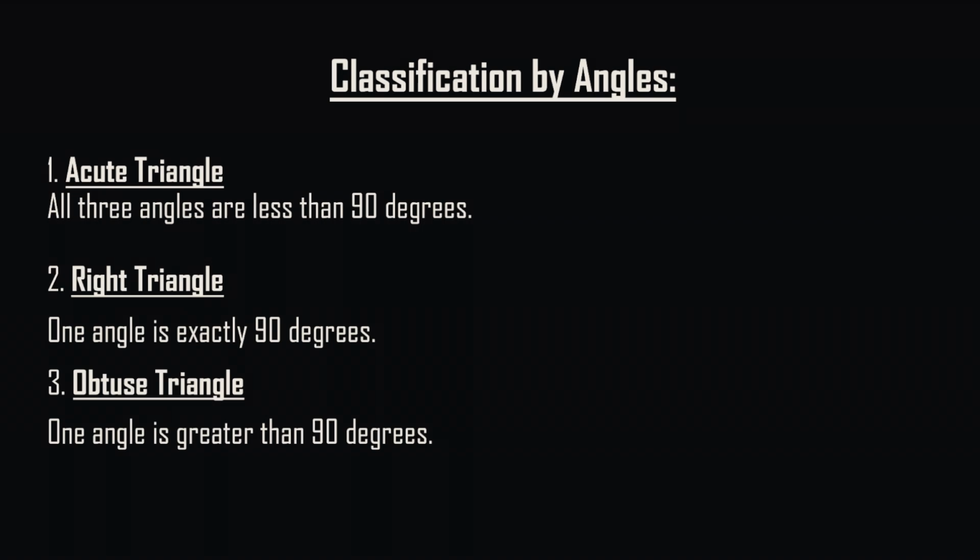Number 1. Acute triangle. All 3 angles are less than 90 degrees. Number 2. Right triangle. One angle is exactly 90 degrees. This is one of the most important triangle types in geometry. And number 3 is an obtuse triangle. One angle is greater than 90 degrees. This creates a wider, more open triangle shape.